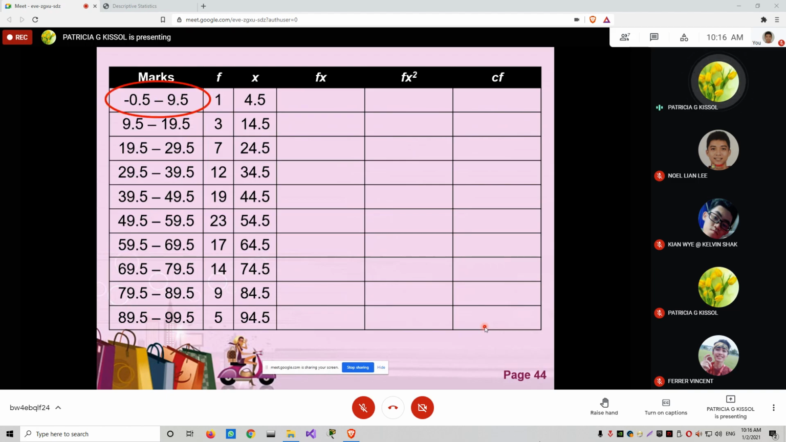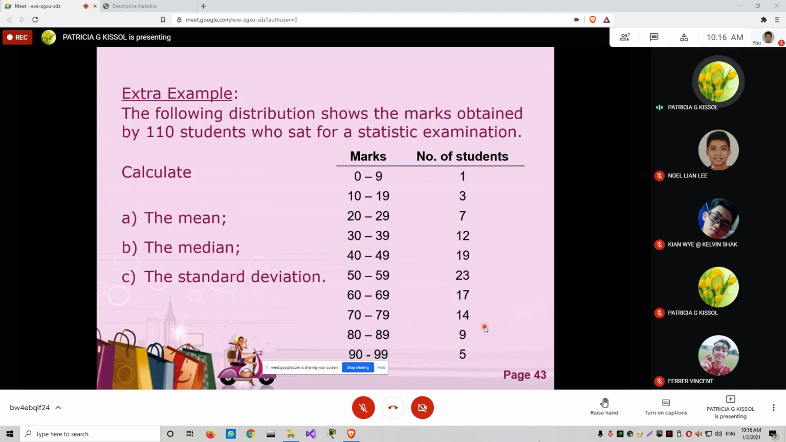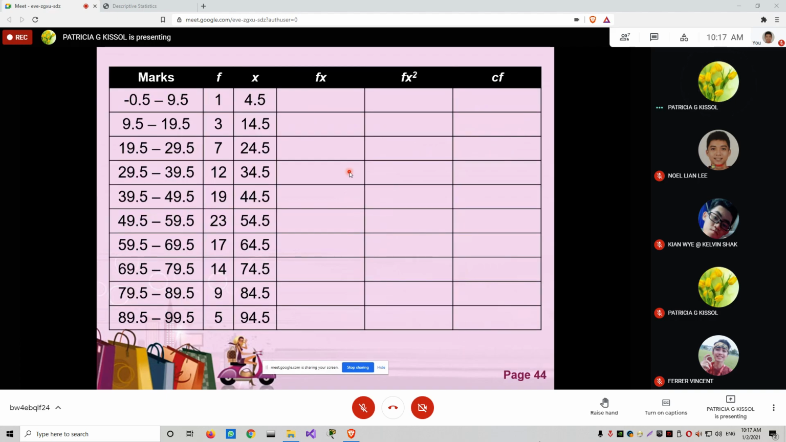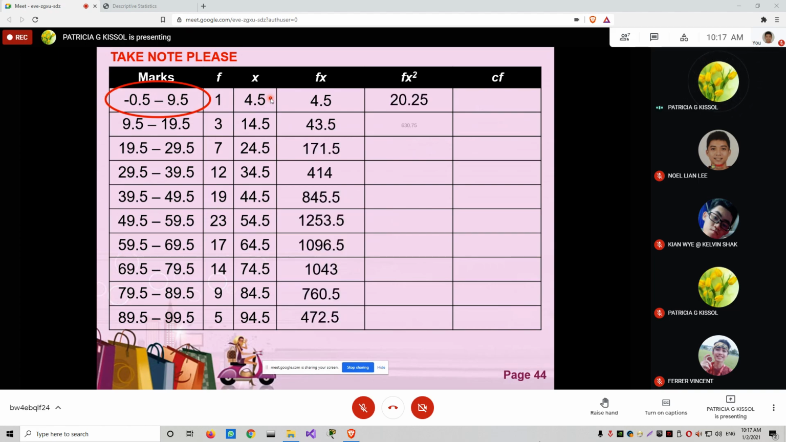Notice that I think that's the key point that I want to highlight. In case you have a gap, when I go back to the original question, you have 0 to 9 and then 10 to 19, there is a gap. So what happens to the value 0? This is what you must show, that the class boundary starts from negative 0.5 to 9.5. But this is not of concern anymore, but it may affect the value of your x. Notice that we have 4.5, because if you didn't put negative 0.5, you may have your x as about 0 to 9.5, it will affect the value of your x.